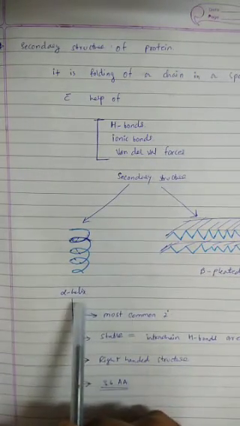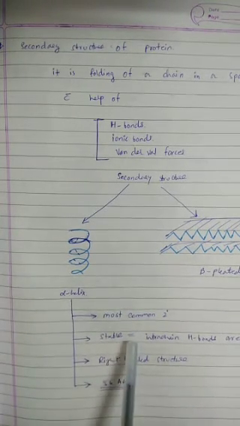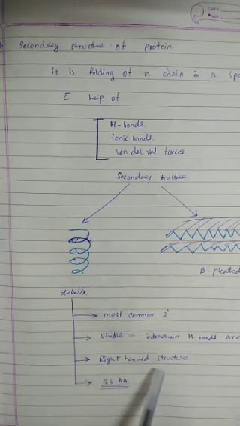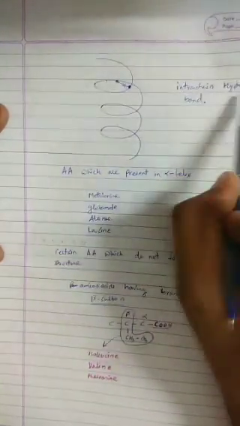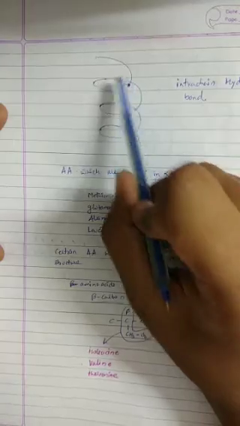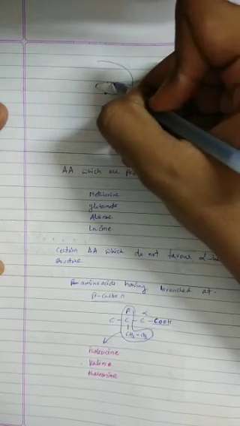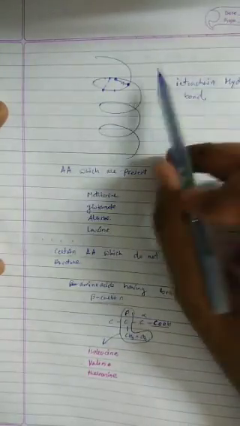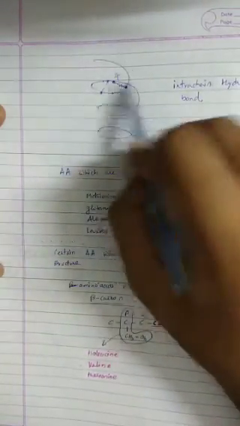Now the alpha helix is the most common secondary structure. It is a stable structure because its stability is due to intra-chain hydrogen bonds, and it is always a right-handed structure. In one turn it will contain 3.6 amino acids. Because the hydrogen bond is present within the chain, the amino acids pull each other and form an intra-chain hydrogen bond. It is formed between the first amino acid and the fourth amino acid of the chain.